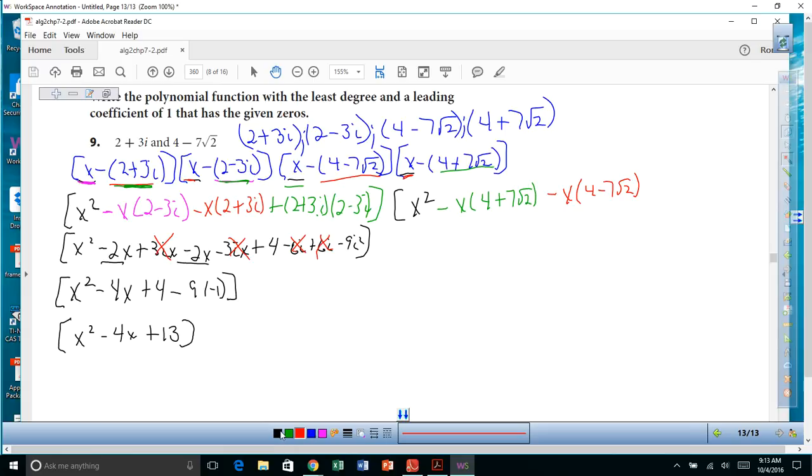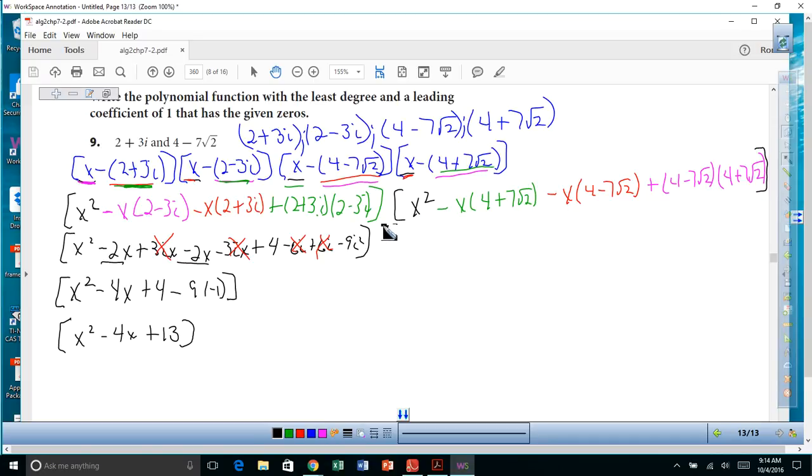And then we've got last, these two here. You've got a minus and a minus, so that's going to give you plus 4 minus 7 times the square root of 2 times 4 plus 7 times the square root of 2. Again, that looks a lot longer. What do we have here?